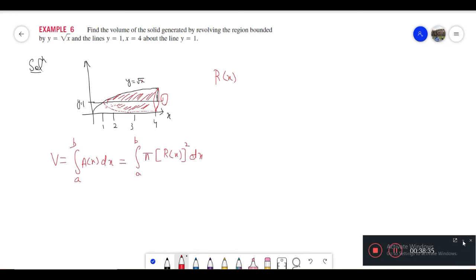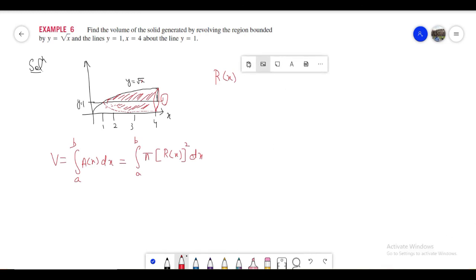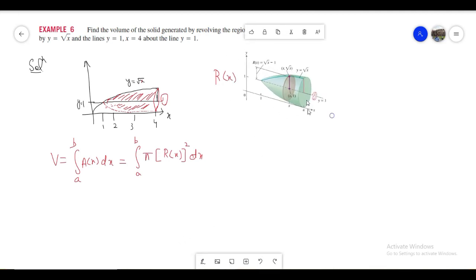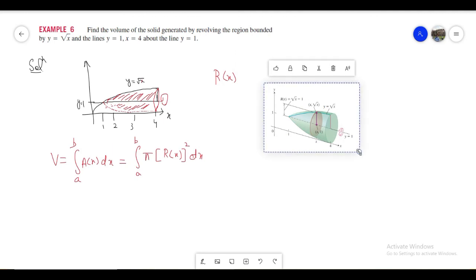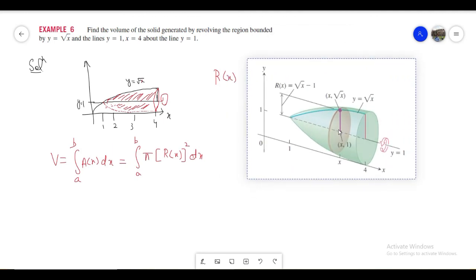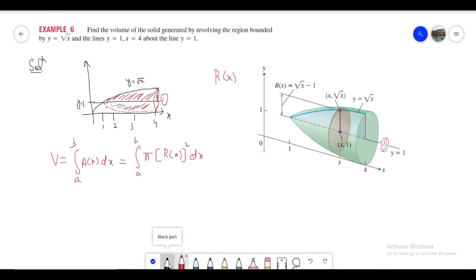So for the sake of your better understanding, I have copied the figure from the book, and which says this. So basically this was the same figure that has transformed from here to here. So that is y is equal to 1. So this curve y is equal to root of x has moved along the line y is equal to 1. Now we have to find this r of x.